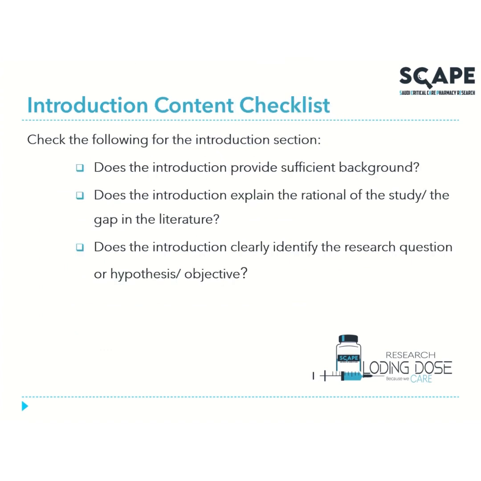So also at the end, you can have a kind of content checklist. If you had an outline from the beginning, I believe that you would be meeting all of those checklist items. The outline could help from the beginning. So you have to check if you had sufficient background, you introduced and explained the rationale of the study, and the introduction is clearly identifying the questions or the objectives. This could help you at the end.